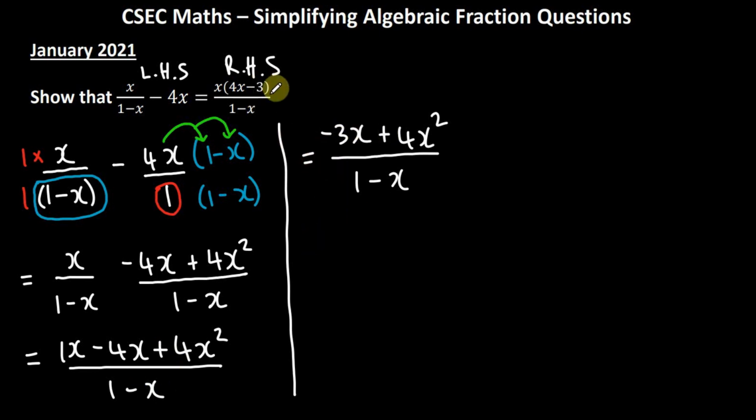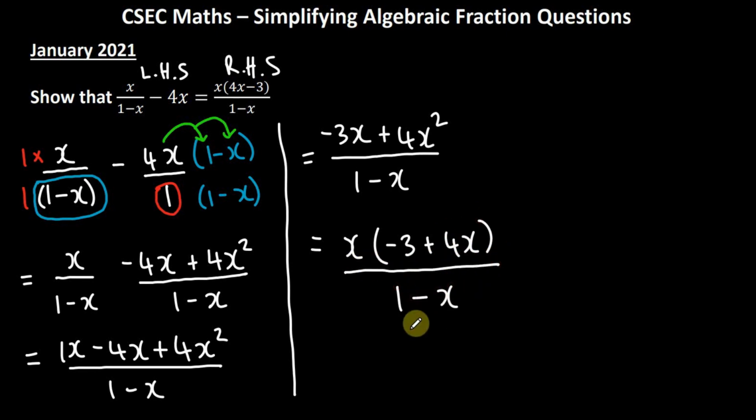Now it's key to recall, guys, that this is what we're trying to work towards. Now what we could do next is to factor what is common out of both terms. So of course x is common, so we can factor out x, and we'll be left with minus 3 plus 4x, divided by 1 minus x.